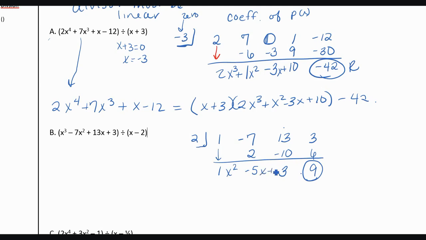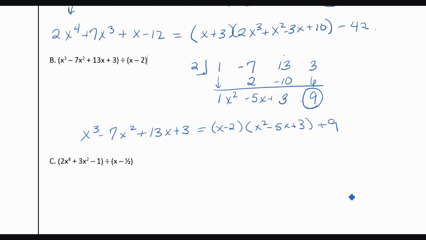So to write it in the right form, we would say x cubed minus 7x squared plus 13x plus 3 equals x minus 2 times x squared minus 5x plus 3. Oops. Plus our remainder of 9. Okay, we'll do one more here.